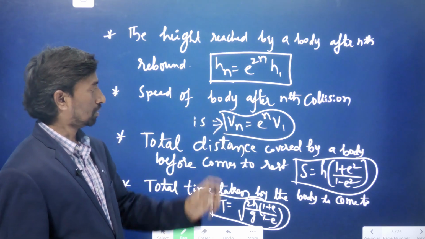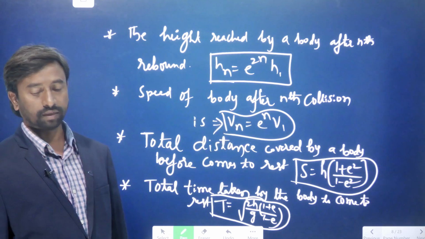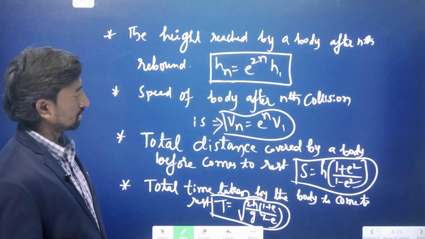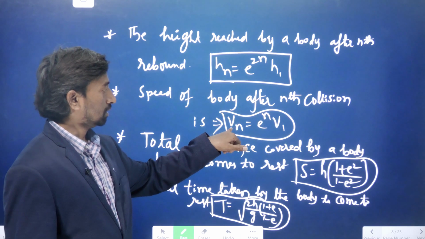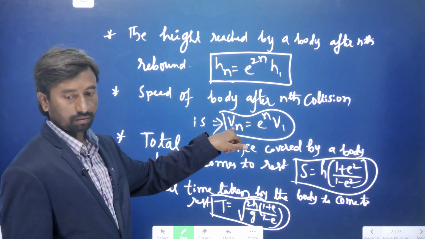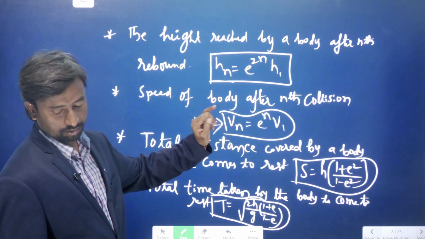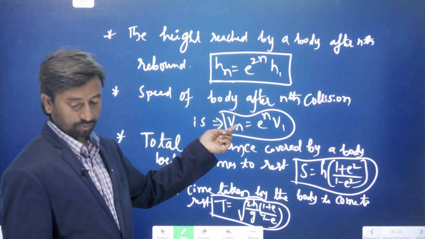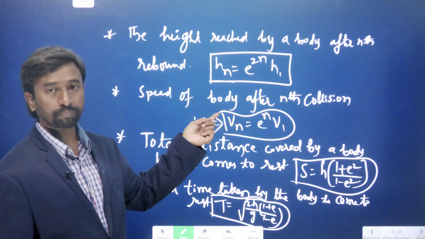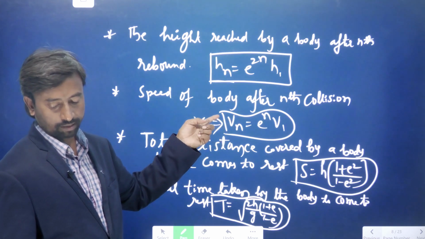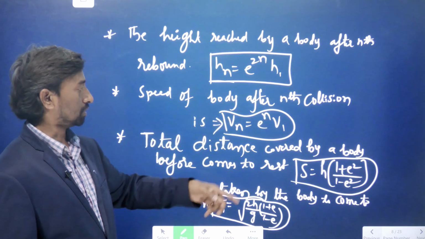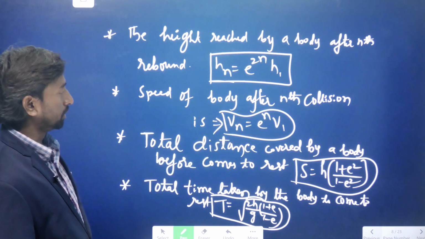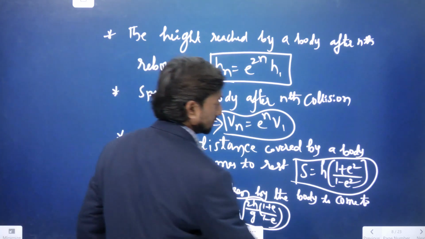e power n is equal to Vn by V1. So here they have said the striking velocity V1 is given, V is given, and the Vn they are asking. Rebounds with velocity, also given there, 256 by 625 v. Then the coefficient of restitution, this e, they are asking. So how to find it? By using this formula we can find it now. We'll see here.